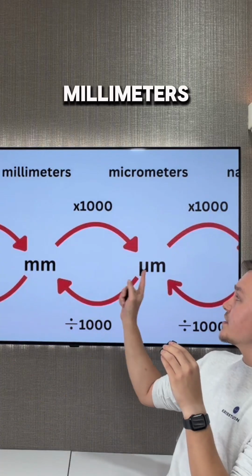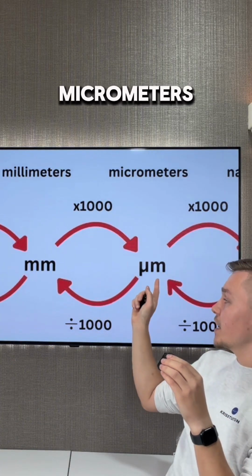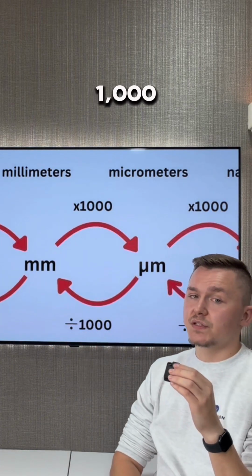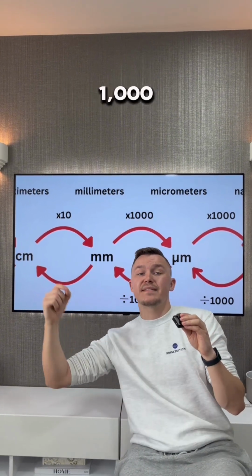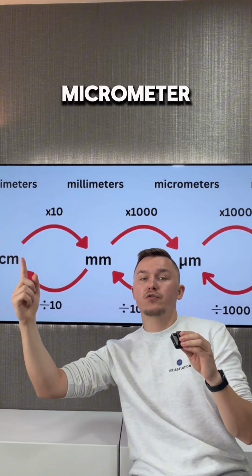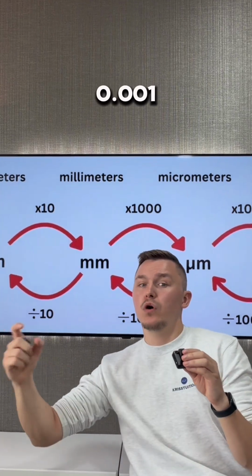And remember, millimeters to micrometers times 1,000, micrometers to millimeters divide by 1,000. So 1 millimeter would be 1,000 micrometers, and 1 micrometer would be 0.001 millimeters.